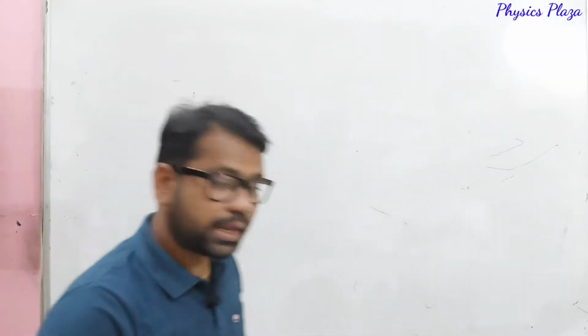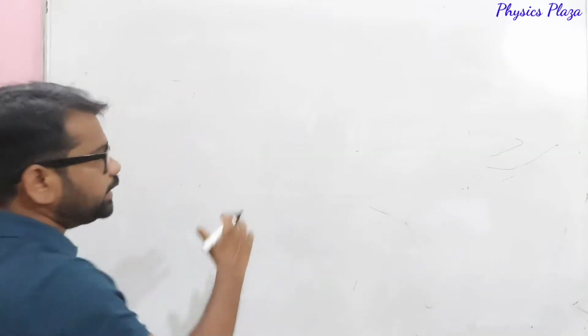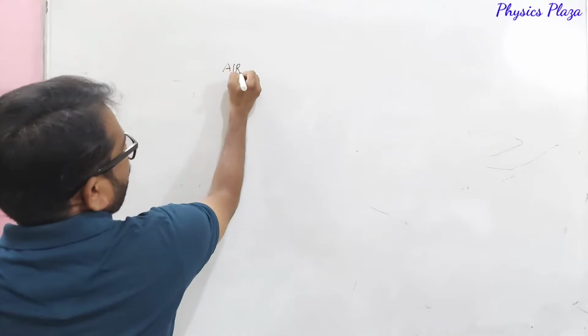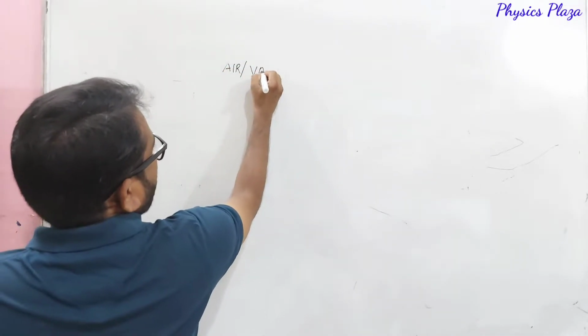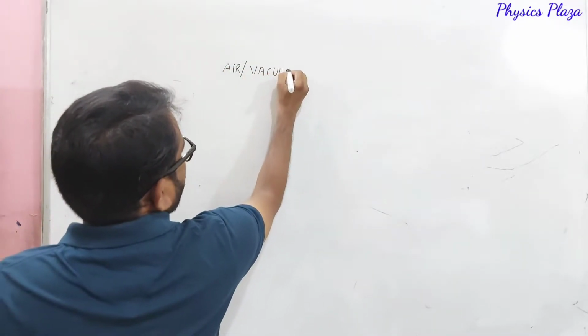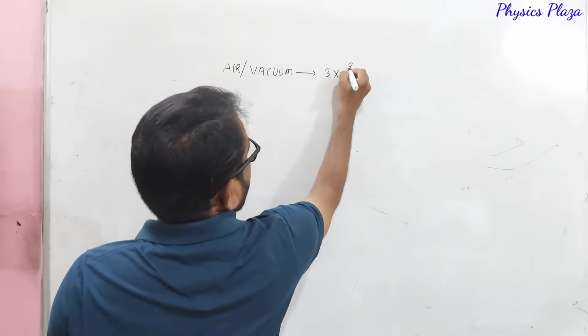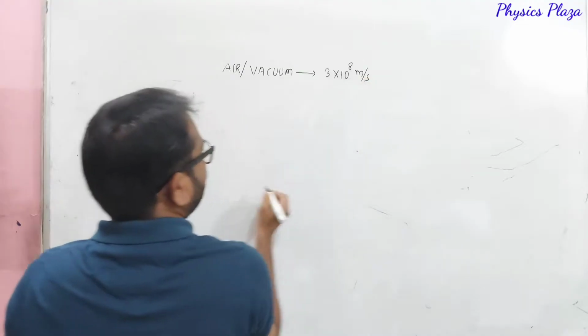It's very, very important. You can note this down, children: speed of the light in different mediums. So here, in air or vacuum, the speed of the light is almost the same in both, that is 3 into 10 power 8 meter per second.